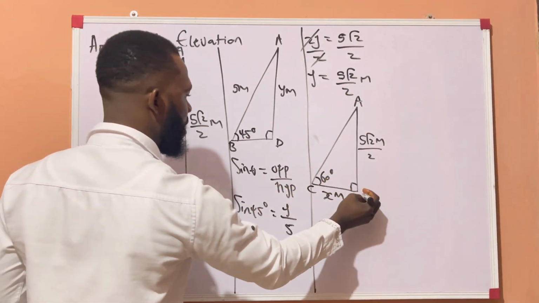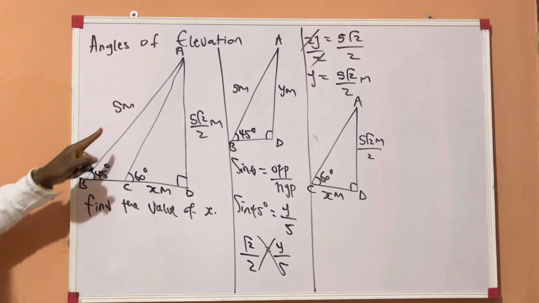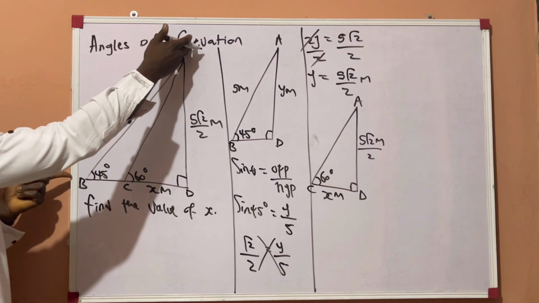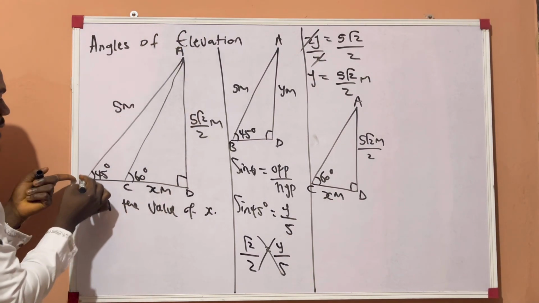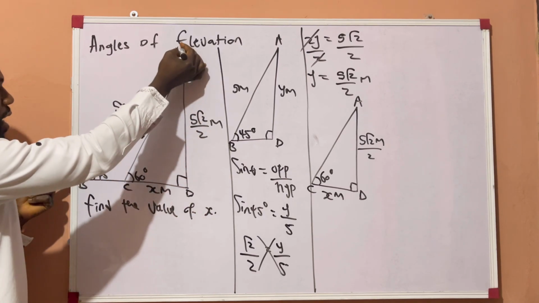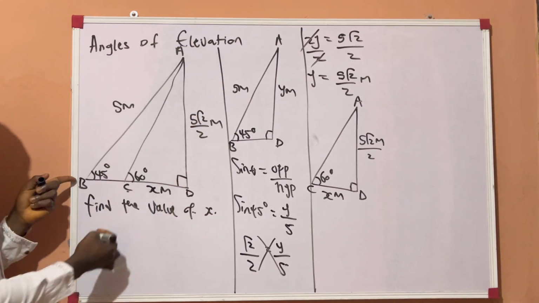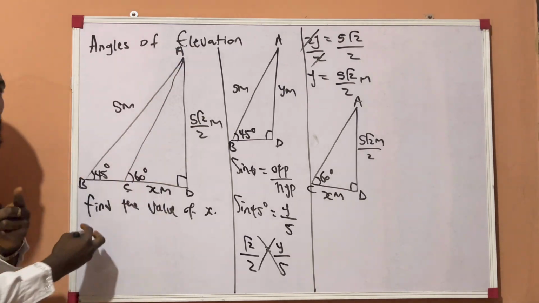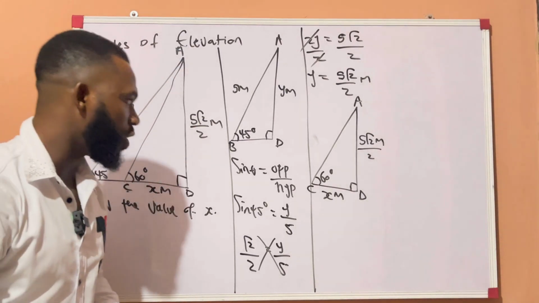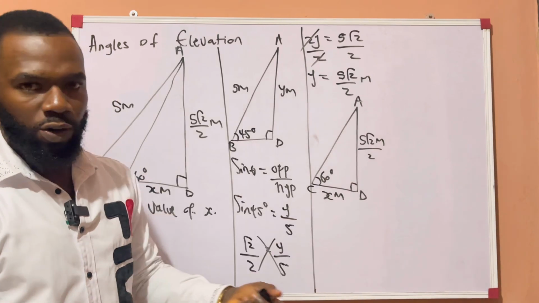C, and D. Okay, now why did I not use 5 meters? Because 5 meters is only common with A, B, D, and not with A, C. Look at it, AC has its own hypotenuse, and in line AC there was no hypotenuse given. Okay, so let's proceed. Now for us to get x, this is what we're going to think of.